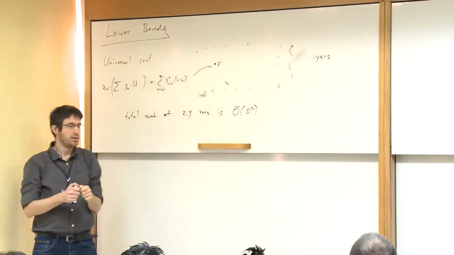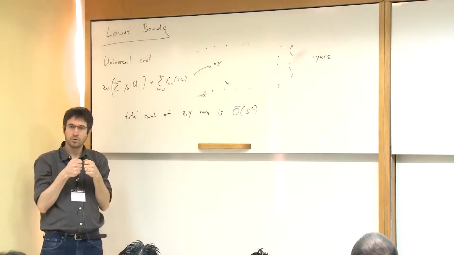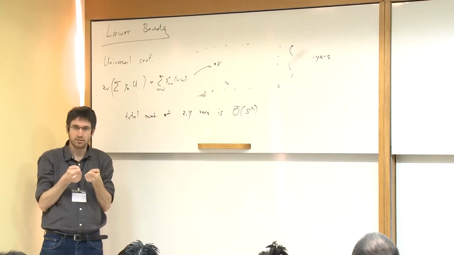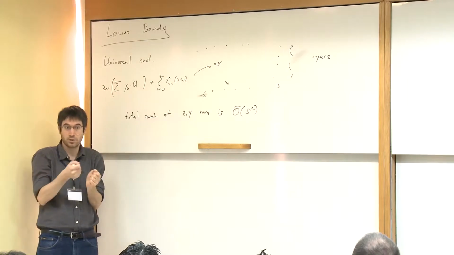So what does it mean? Okay, so that's the universal circuit. Now you can think about the polynomial that you get at the end. Let's look at its coefficients. What are going to be the coefficients of the computed polynomial?